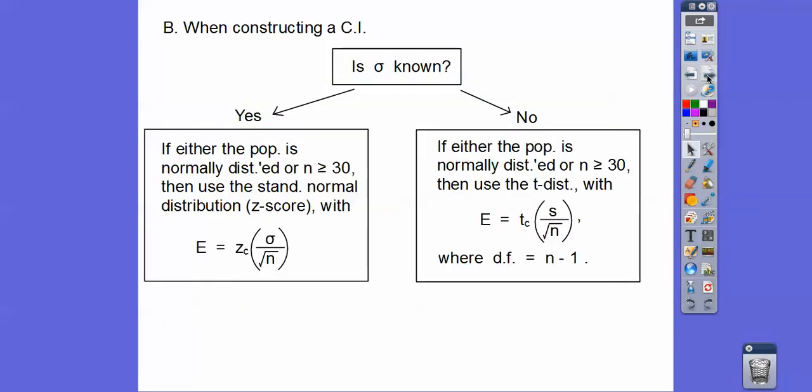Okay. All right. So when constructing a confidence interval, is your population standard deviation known? If it is known, then if either the population is normally distributed or your sample size is greater than or equal to 30, then we can use the standard normal distribution of your z-scores. And then this would be my margin of error: my z-score times my population standard deviation divided by the square root of n. This is the same thing, except it's a t-score distribution when it's not known. So either the population is normally distributed or n is greater than or equal to 30, then we use the t distribution, okay, where there's the margin of error. Don't forget your degrees of freedom is always your sample size minus 1, okay?